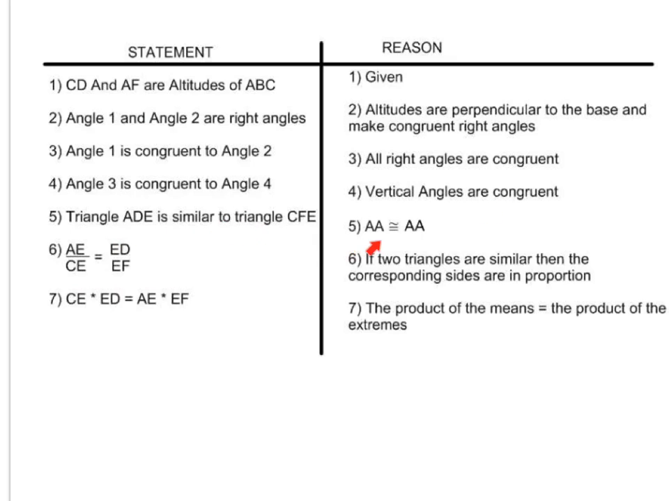The triangles are similar based on angle. The corresponding sides are in proportion, and then the product of the means equals the product of the extremes. Please make sure you take a moment and copy that. You can pause the video if you have to, but I'm going to move ahead.